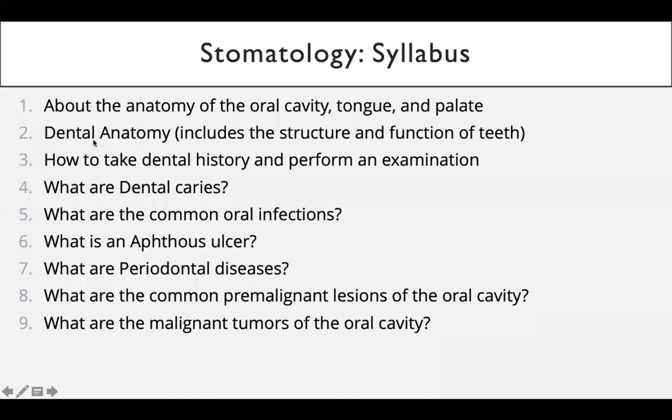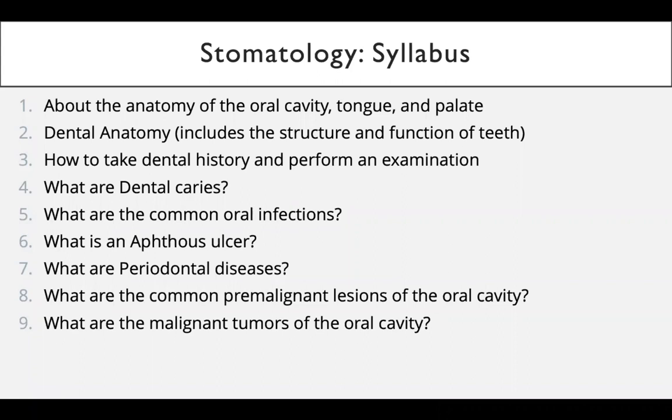Then we go for the dental anatomy, the structure and the function of teeth itself. And then after that, before going to the diseases part, we will learn how to take a dental history and perform an examination. Of course, the major part of the dental history is the same as other history taking skills, but then there is an additional part or history taking technique which is used in this field.